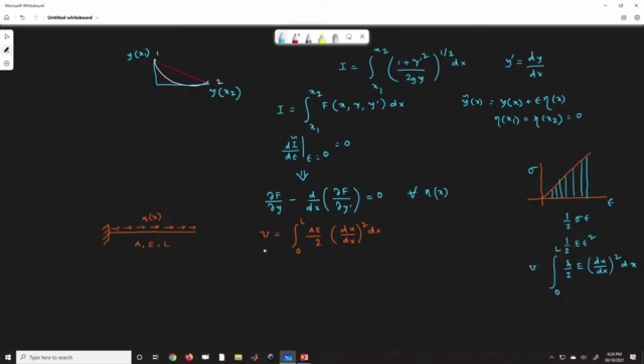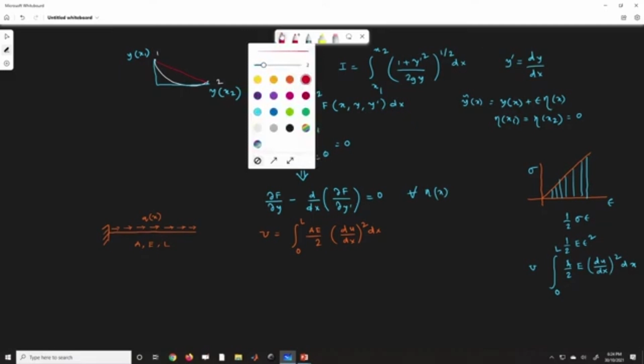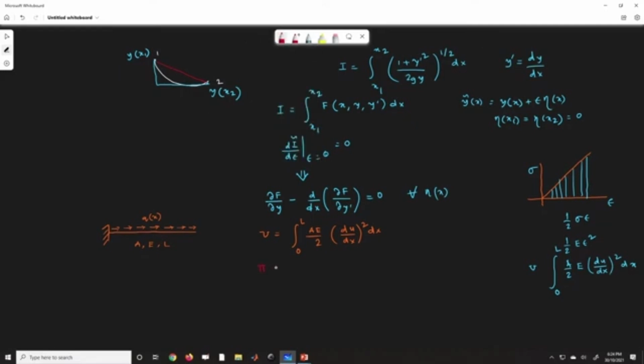Now what is the potential energy for this bar? Now with this load, the potential energy will be my phi, integral 0 to L, AE by 2 (du/dx) whole square dx, minus the work done by the force q. So naturally this is also q(x) into u(x). u is a function of x, remember that it is not a constant u.